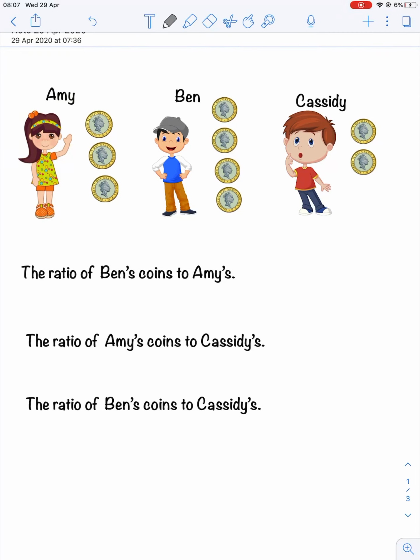Hi guys, so just two simple questions that we're going to look at today. The first type of question is to just write down a ratio, and the second one is to simplify a ratio. So hopefully you can see here we've got Amy with £3 coins, Ben with £4 coins and Cassidy with £2 coins. And the first thing we're asked is to write the ratio of Ben's to Amy's.